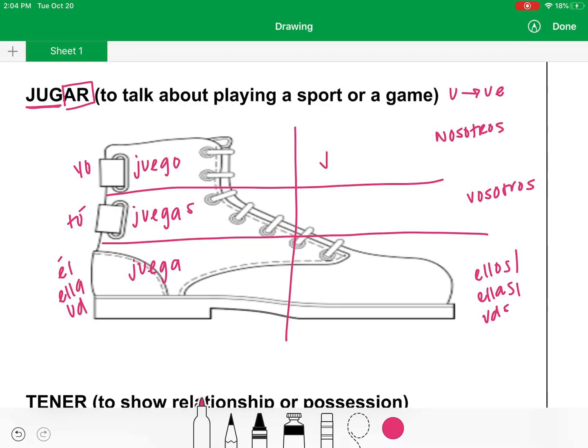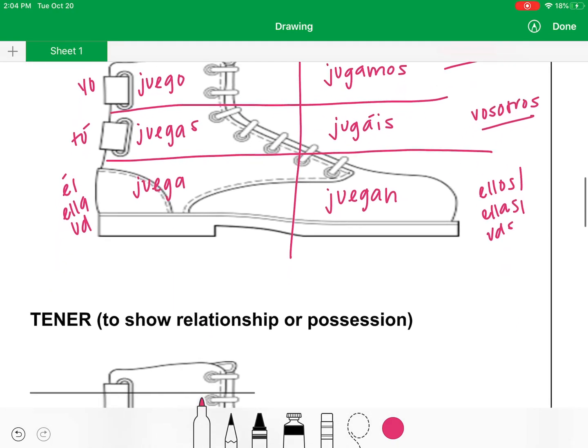Now, everything outside the boot is not going to change, okay? So the stem doesn't change, it stays the same. Same here. Then it goes back to changing, so we're back inside the boot. Okay, so it changes in all forms except for nosotros and vosotros.